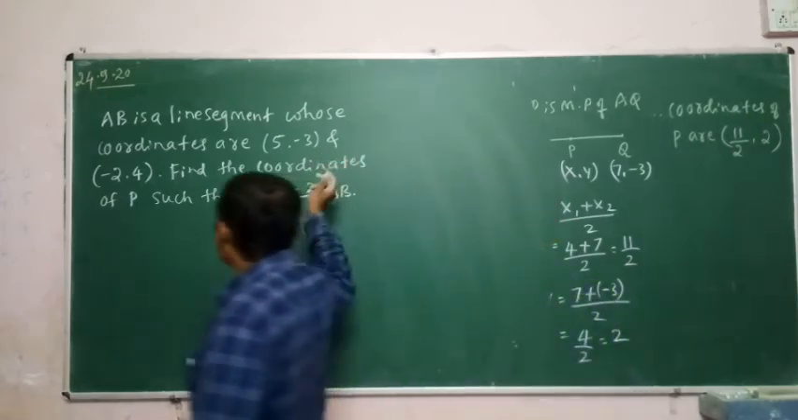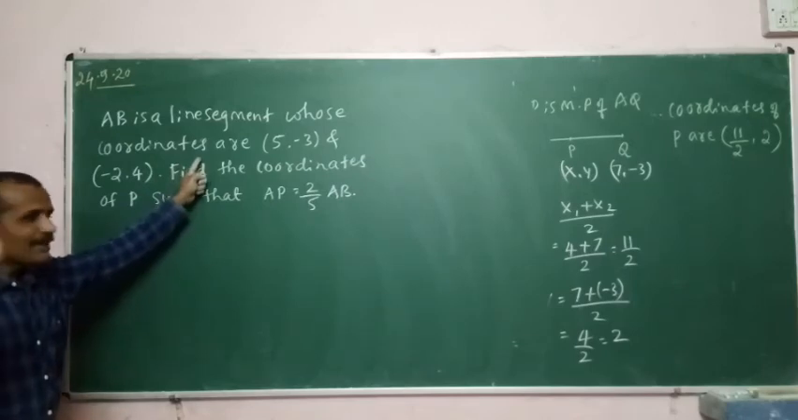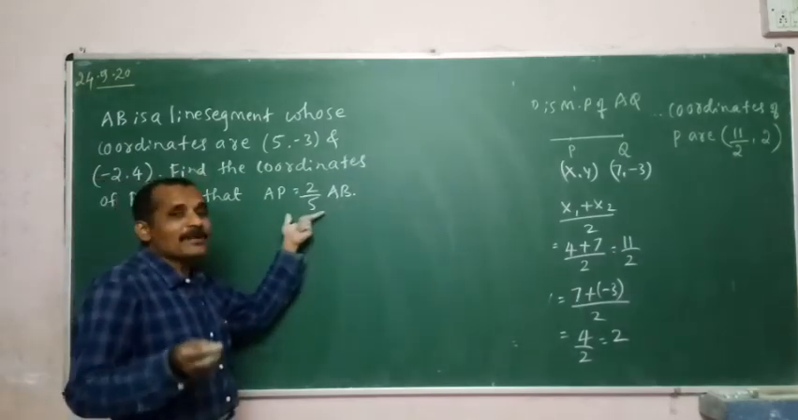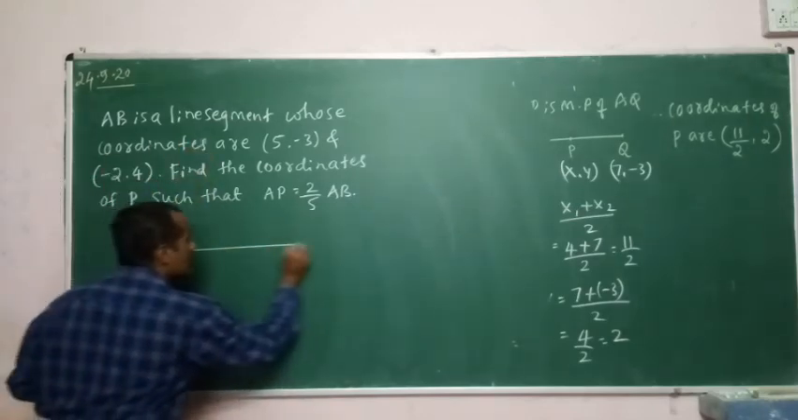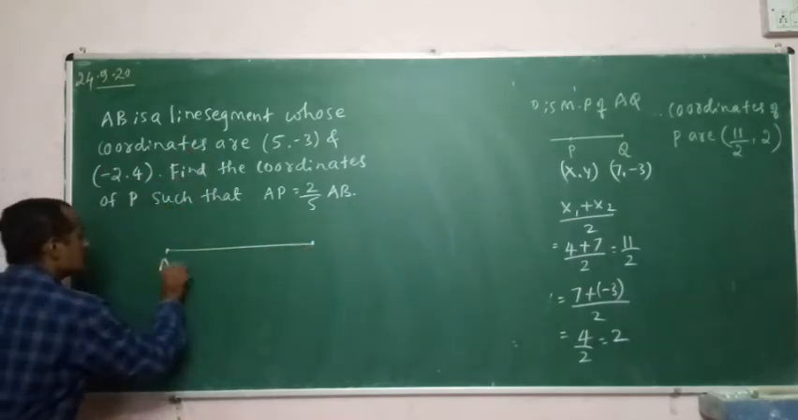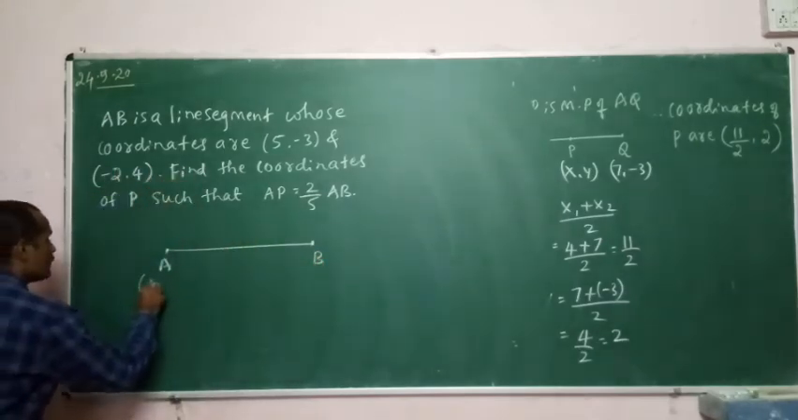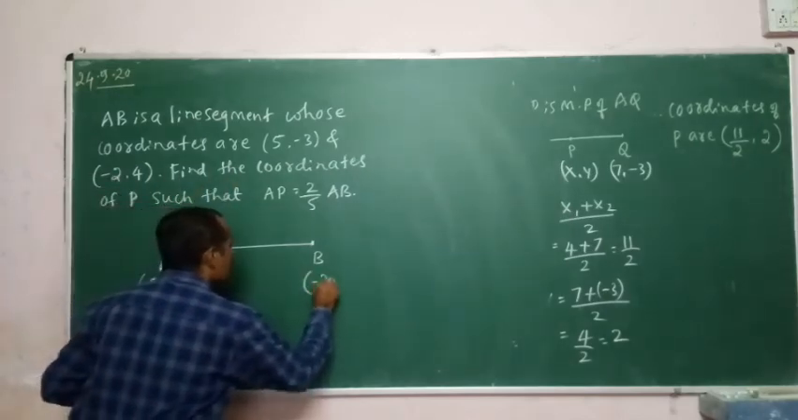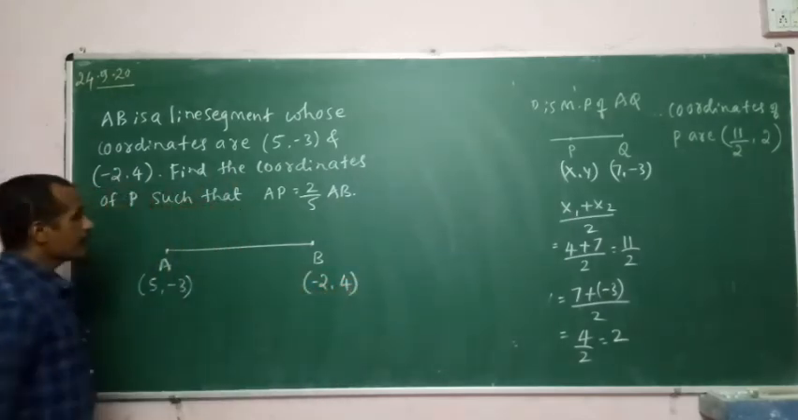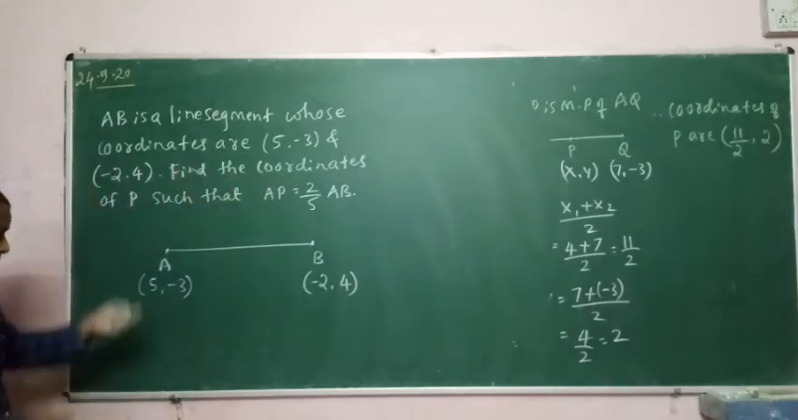Okay? Come on, what is the problem? I will explain this problem. This is a very simple problem, but they have given it in a slightly different way. AB is a line segment whose coordinates are (5, -3) and (-2, 4). Okay? Find the coordinates of point P.